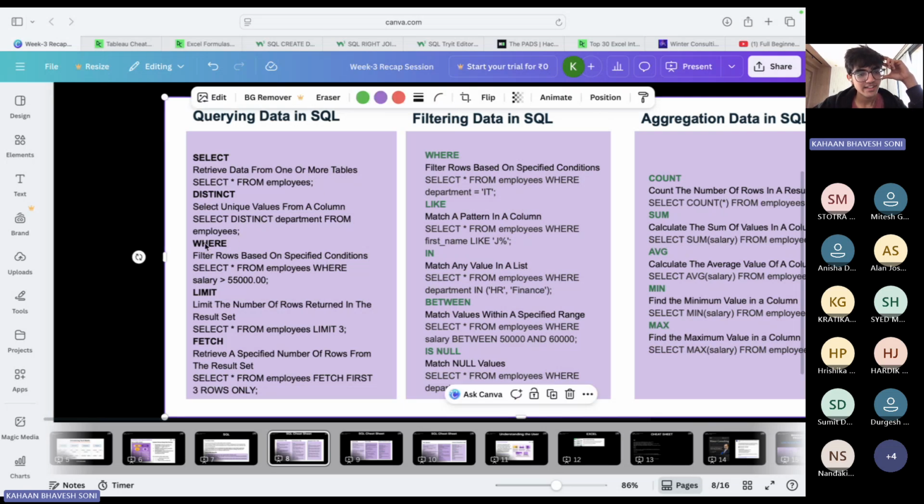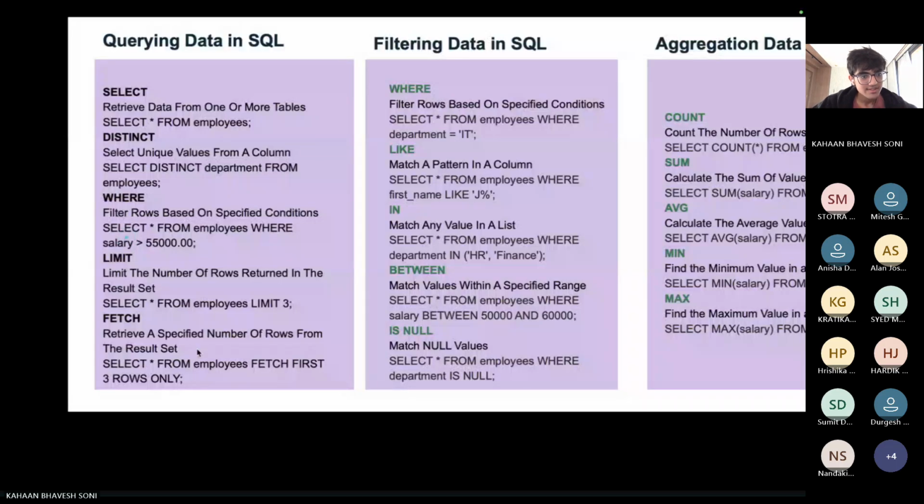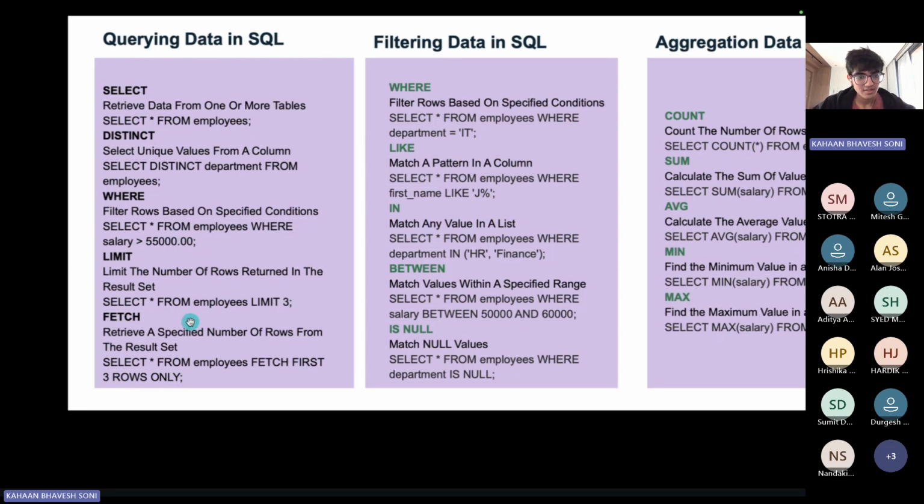Now, another is the where clause. So what is a where clause? Select star, everything, from employees where salary is greater than 55,000. So it will look at all the columns in employees. Then it will go to the table where there is a salary column, and it will return all the employees' names, because it has written employees. So it will return all the names of employees whose salary is greater than 55,000.